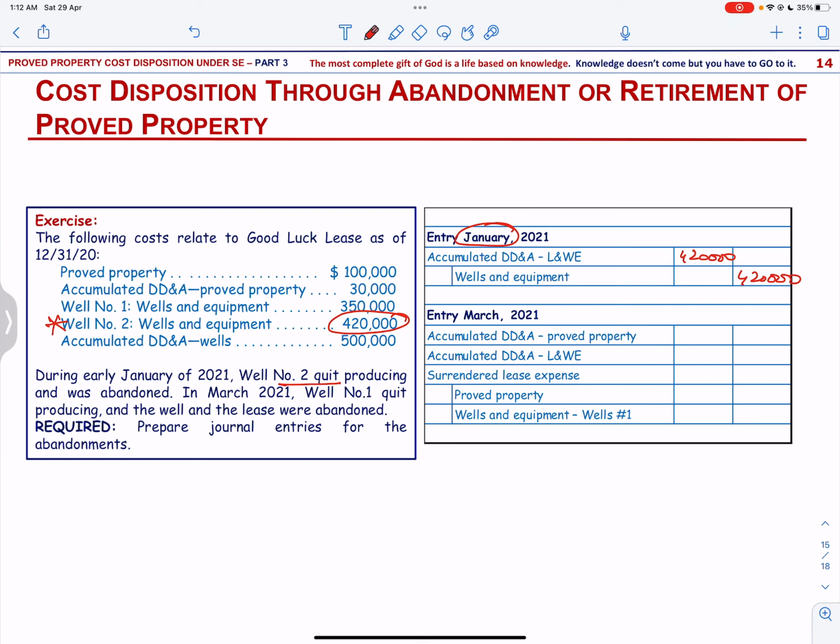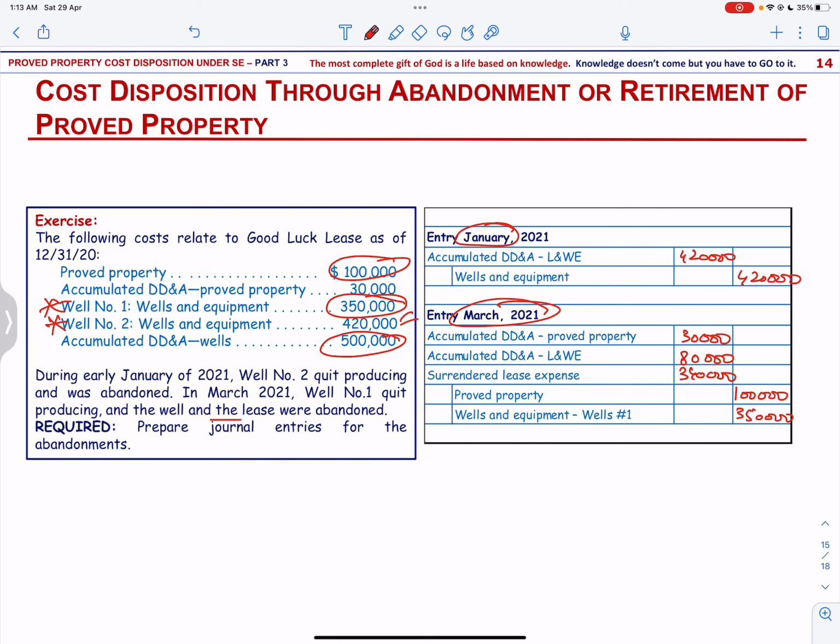So we go for March 2021 and you can see that now both are going to be abandoned, the well quit producing and the lease was abandoned. So we have accumulated depreciation for proved property 30,000. And then for the lease and well equipment, don't forget that will be the balancing figure. The total amount is 500 and we have already debited accumulated depreciation by 420, so the balance is 80,000, and then the proved property was 100,000 and wells and equipment for well number 1 is 350,000 and the balancing figure is going to be 340,000.